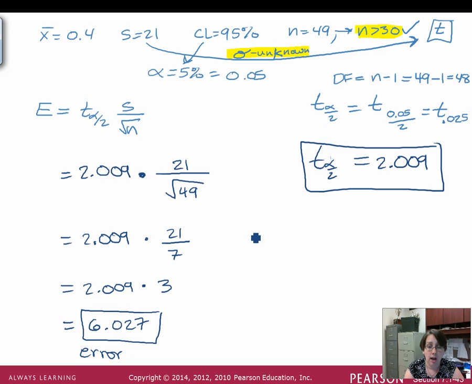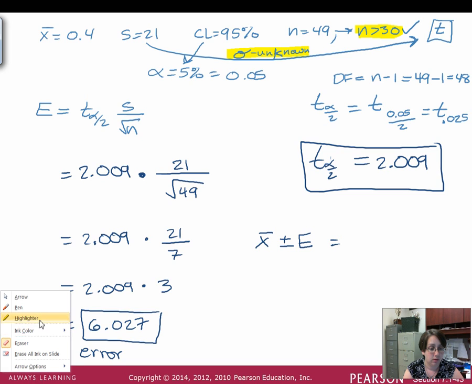So I am going to take my x bar, and we are going to add and subtract the error to get our interval. So what is my x bar? I guess I should write that, which they gave to us, 0.4.